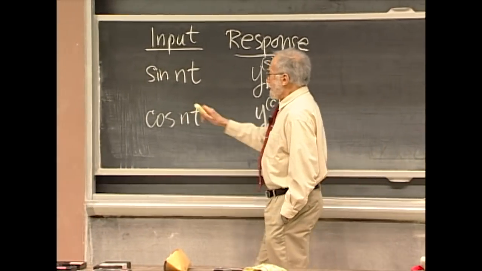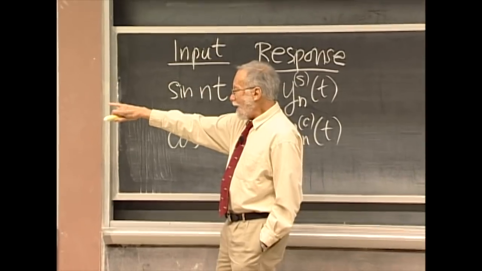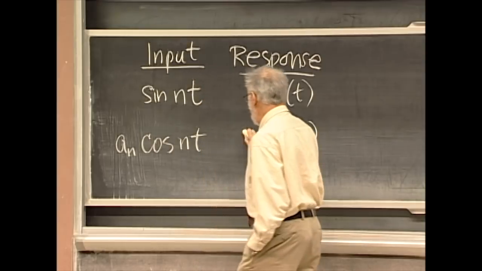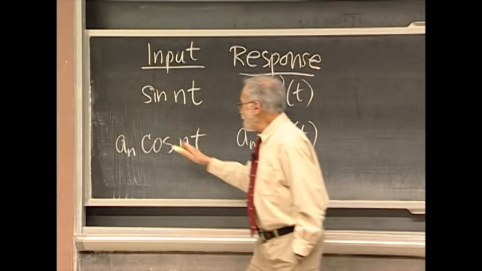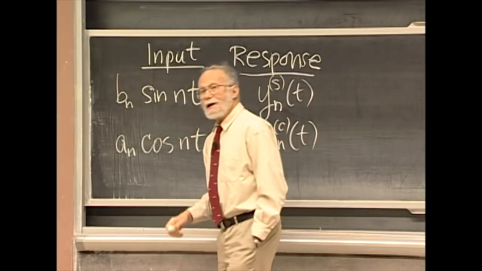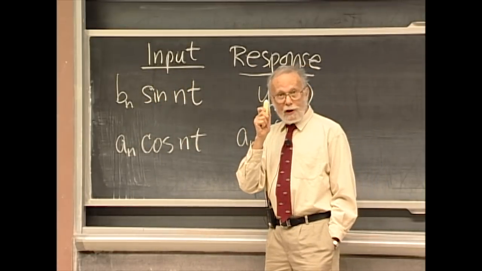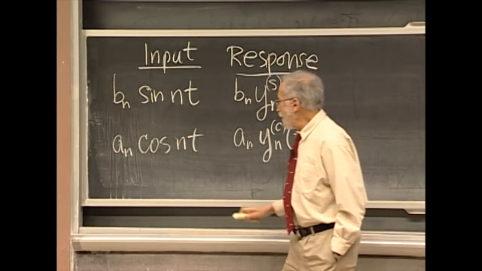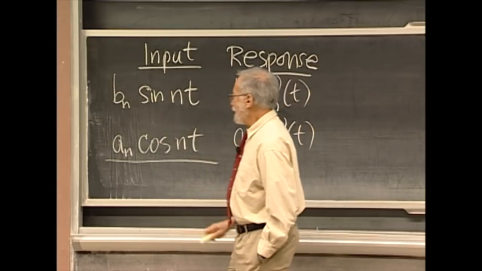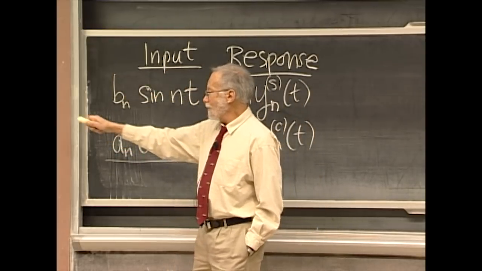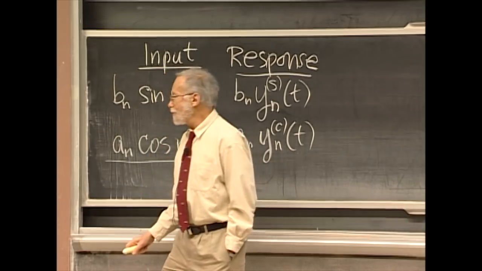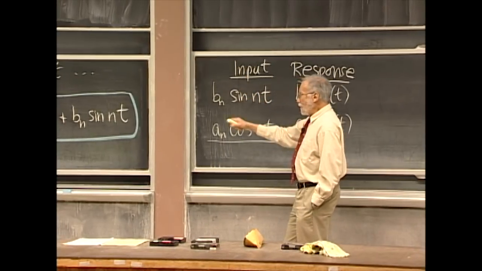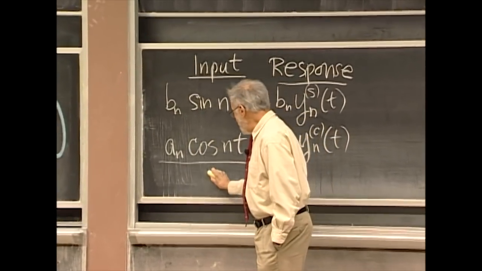Now, suppose I input instead an cosine nt. All you do is multiply the answer by an. Same here. Multiply the input by bn, you multiply the response. That's because the equation's a linear equation. And now what am I going to do? I'm going to add them up. If I add them up for the different n's, and take account also of the n equals 0 corresponding to this first constant term, the sum of all these, according to my Fourier formula, is going to be f of t.